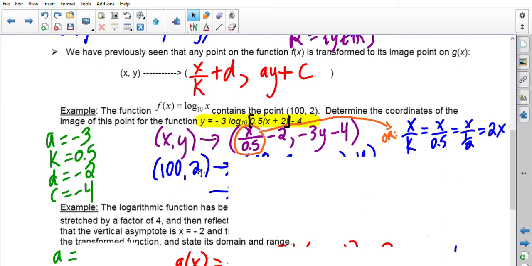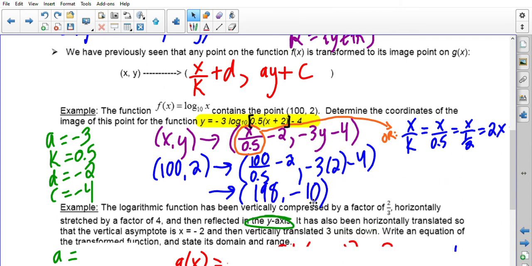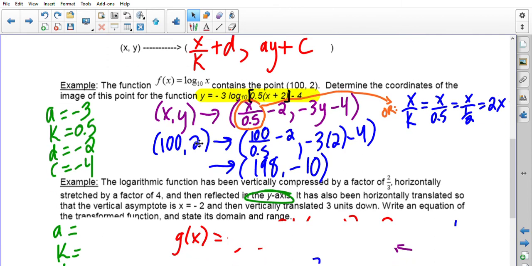Now we're going to plug in (100, 2). Okay. So if you're just going with the form before, that'd be 100 divided by 0.5. If you go in this form, then it's going to be 2 times 100, and then minus 2, and then -3 times 2 minus 4. So we get that (100, 2), that point, becomes (198, -10) on that function.